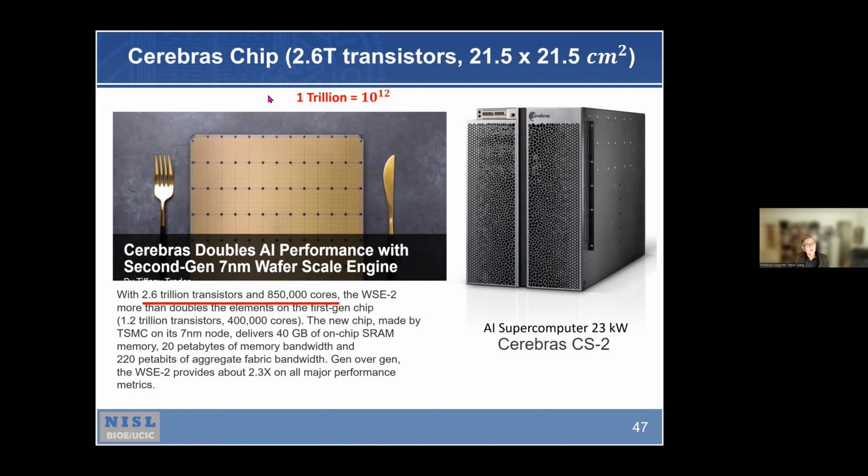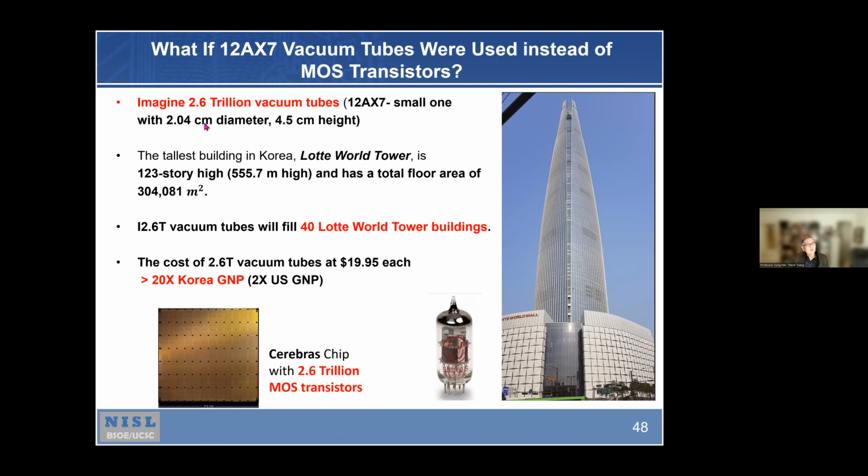But what if you didn't have a transistor? What if you relied on old vacuum tubes, say the 12AX7 small vacuum tube, which is 2 centimeters in diameter and 4.5 centimeters in height. And if you compare this to Lotte World Tower in Korea, 123 stories high, 555 meters high, with a total floor area of 300,000 square meters, if you put all of these vacuum tubes in, you need 40 of these buildings just to store the vacuum tubes.